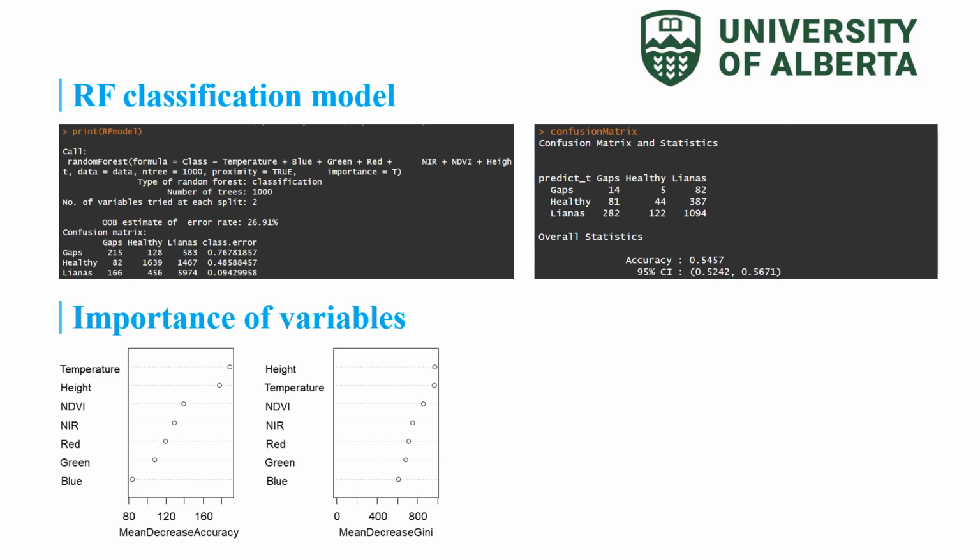The results show that temperature, height, and NDVI are the most important 3 variables as expected. However, for bands, especially blue, indicate relatively weak contribution to the accuracy of the model.